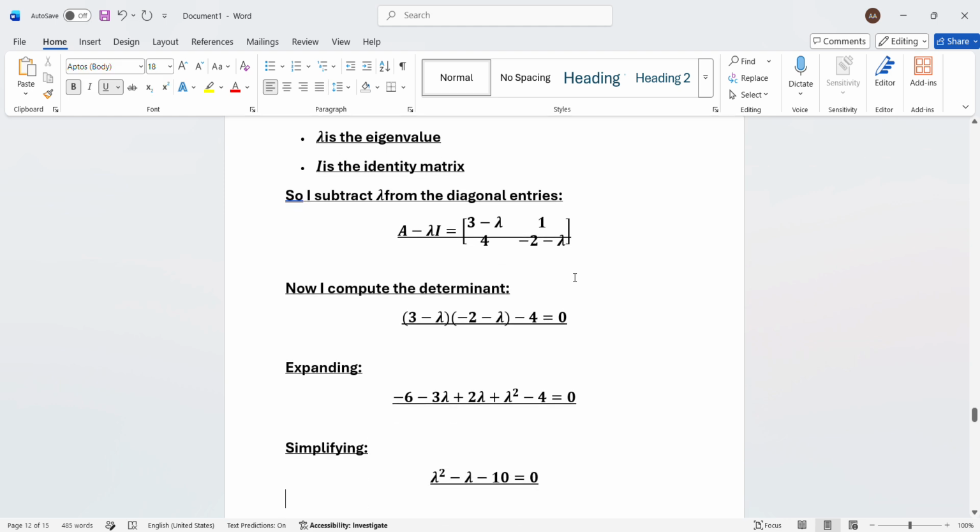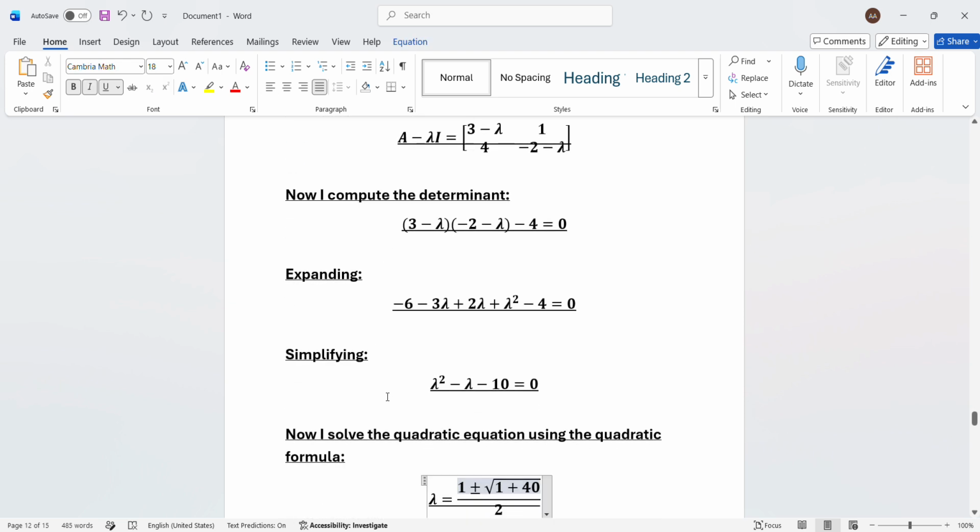So I subtract lambda from the diagonal entries. Once I do that, I compute the determinant. I do the expanding, and then let's simplify. So once I simplify, I'm gonna get lambda to the power of 2, or lambda squared, minus lambda minus 10 equals 0.